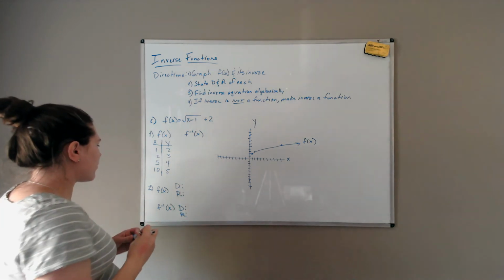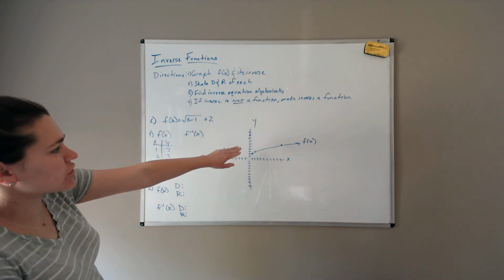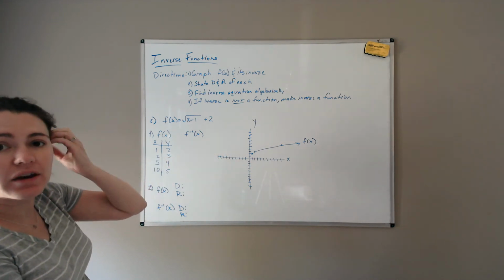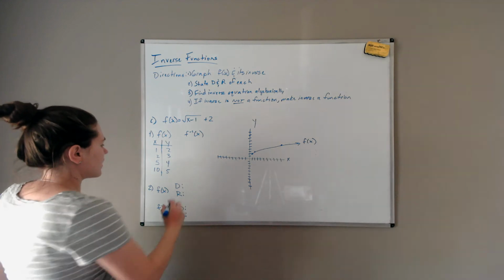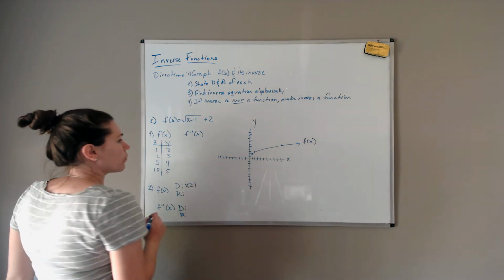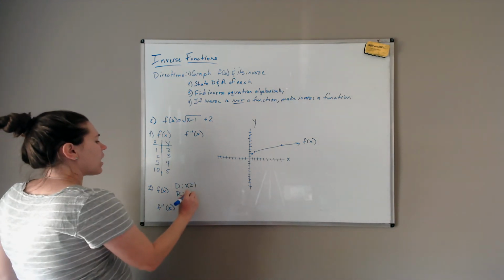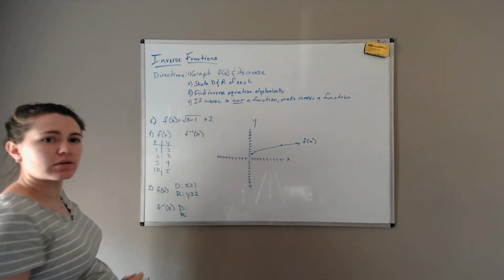I'm going to write down the domain and range of f of x right now. This is a square root. We can see we have a restricted domain and a restricted range. The domain is x is greater than or equal to 1. And the range is y is greater than or equal to 2.